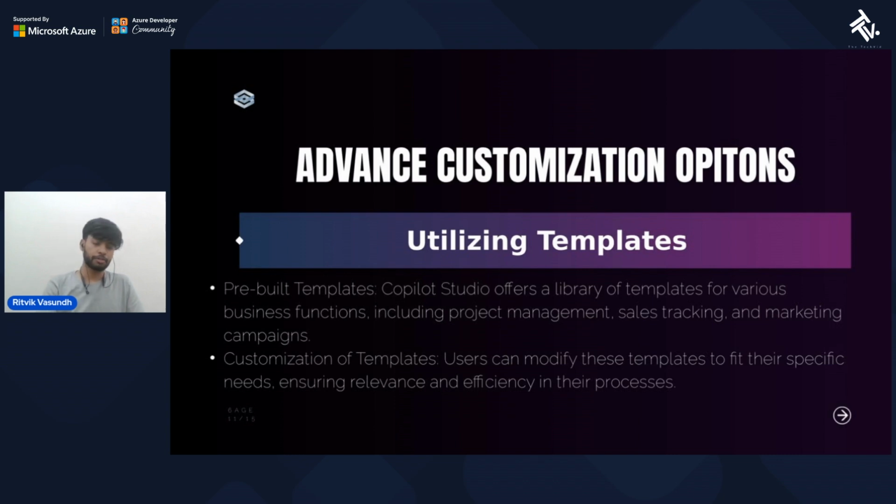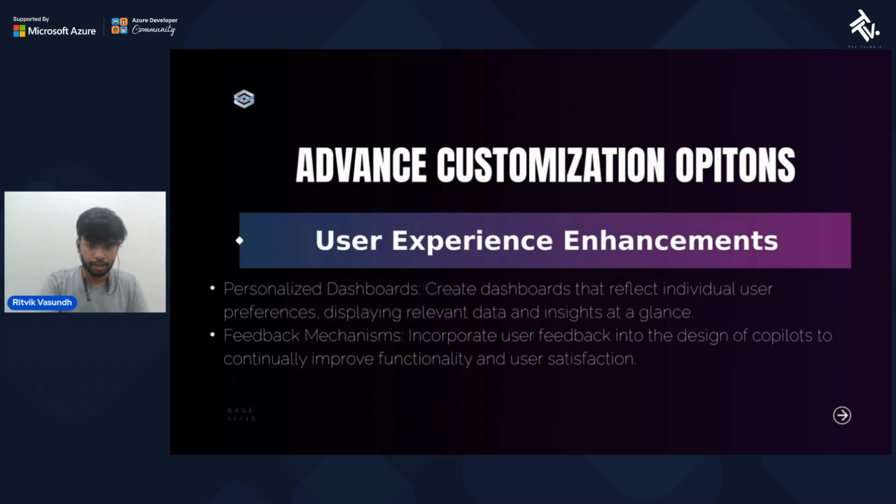Now, customization of templates. Suppose you got the idea from those pre-built templates, but you're still not satisfied. You want to add more pages, more slides, more text, more content, whatever it is. You want to customize it from scratch. That is also available in Copilot Studio. Users can modify these templates to fit their specific needs, ensuring relevance and efficiency in the process. Users are able to modify it from top to bottom, even a single object or a particular text. Everything is customizable. That's how Copilot Studio is beneficial to users for their particular needs. That's where the major novelty of the app comes in.